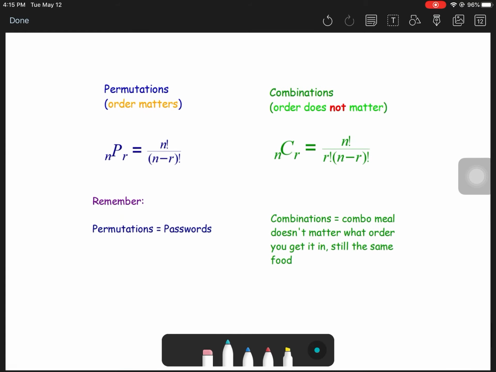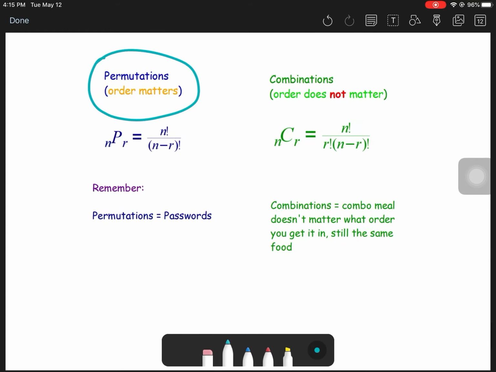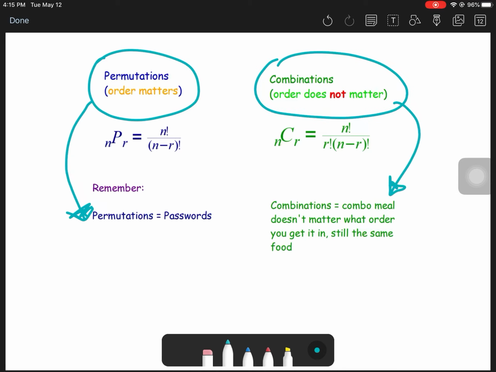So permutation order matters. It's like a password. Combination order doesn't matter. It's like a combo meal.